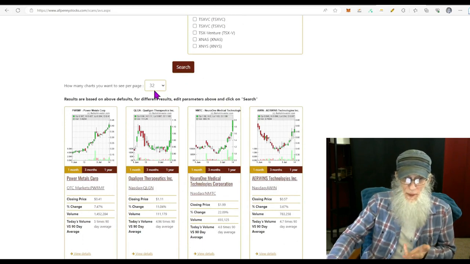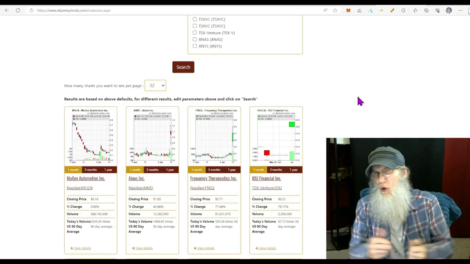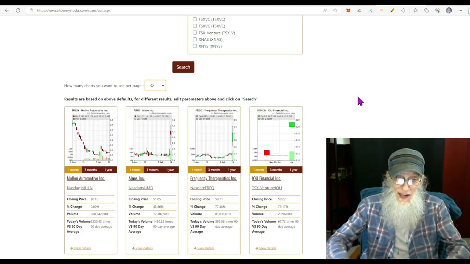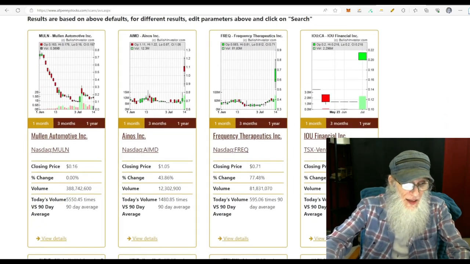Now, it's all set up. You can choose how many you want to look at one time. We're going to look at 32. We're not really going to look at 32, but I want to give you an idea of what's going on here. Now, I'll enlarge these so you can see what's happening. They give you the information.